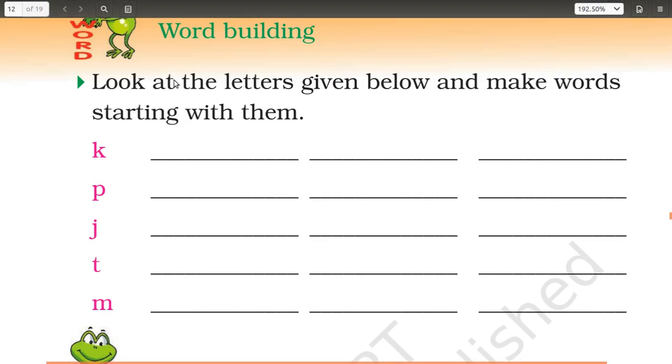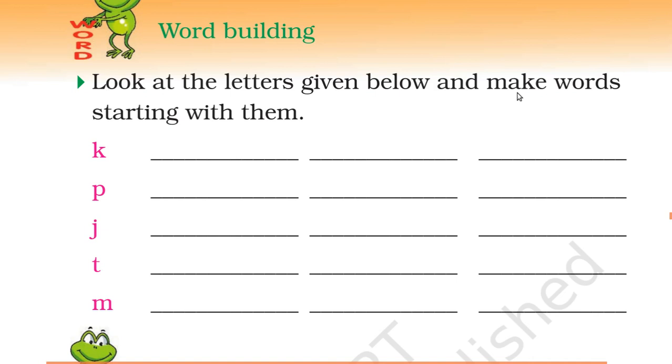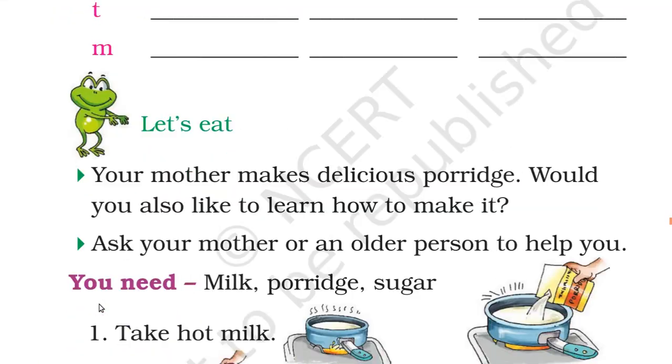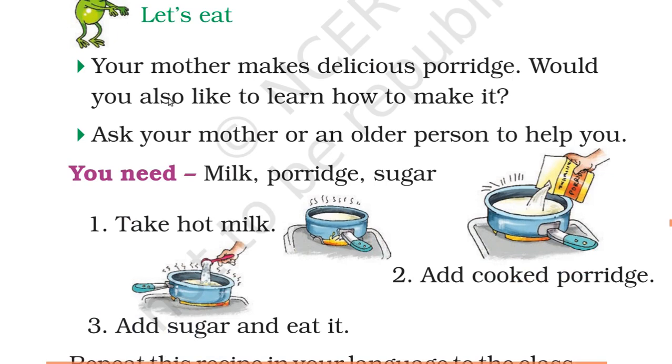Word building. Look at the letters given below and make words. Starting with them: K, P, J, P, M. Let's eat. Your mother makes dishes for the elderly. Would you also like to learn how to make it? Ask your mother or an older person to help you.